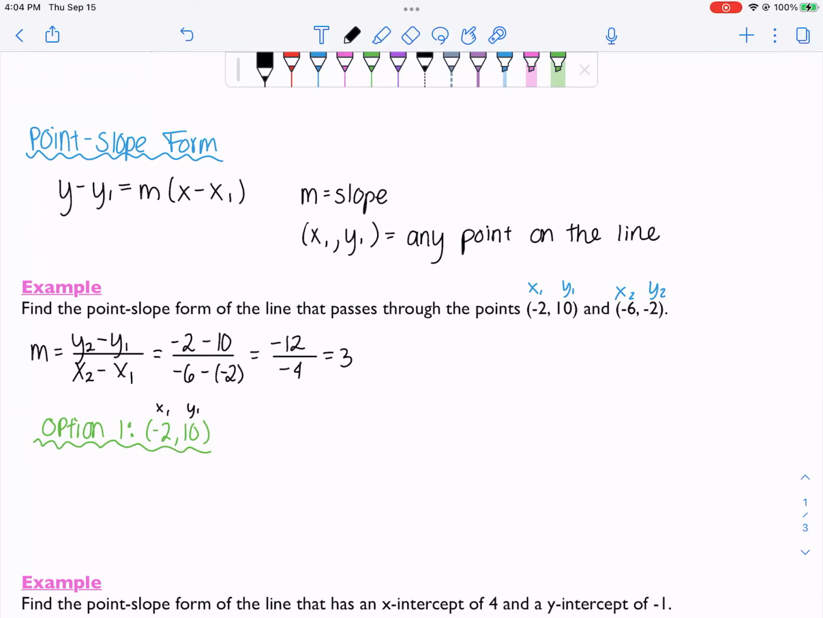And our line would look like this, using this formula right here. I could even copy, paste, duplicate. Instead of y1, we have 10. And instead of m, we have 3. And instead of x1, we have -2. Now, we wouldn't want to leave it like this as minus -2. We would want to simplify. So y minus 10 equals 3 times x plus 2. That would be one answer.